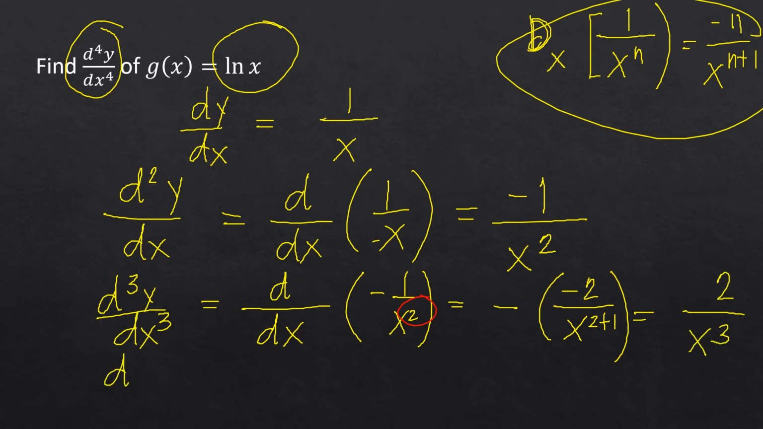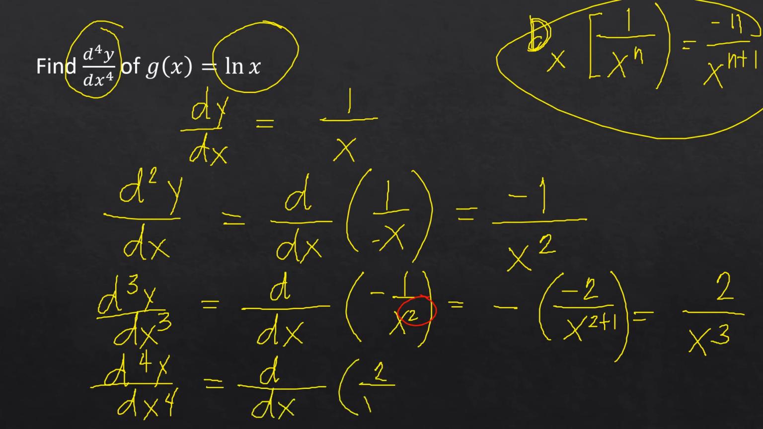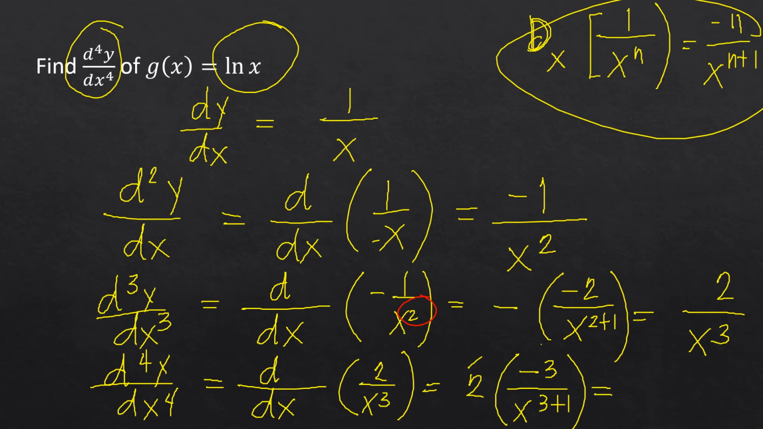Now get the fourth derivative. The fourth derivative of this is the first derivative of the third. Okay, pag i-differentiate natin yung third derivative which is 2 over x raised to 3, separate the constant 2 and use the rule for rational functions. So we have negative 3 over x raised to 3 plus 1. Again, we keep on recognizing this rule kasi ang n natin dito ay 3. So ang magiging sagot natin is 2 times negative 3, which is negative 6 over x raised to 4.